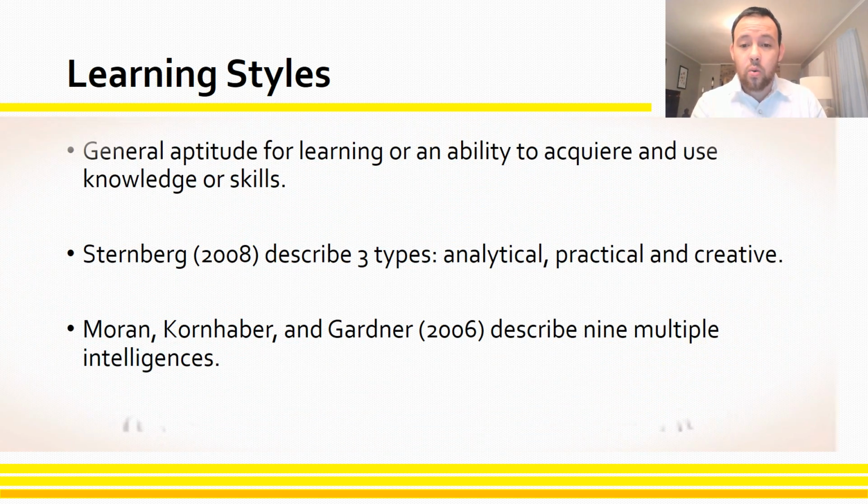Lastly, we're going to see one very important difference, which is learning style or intelligence, which is the general aptitude for learning, or the ability to acquire and use knowledge or skills. Sternberg described three types of intelligence: analytical, practical, and creative, and Gardner described nine.